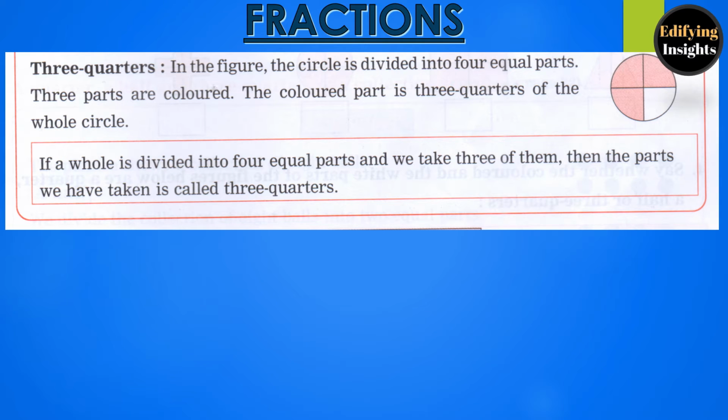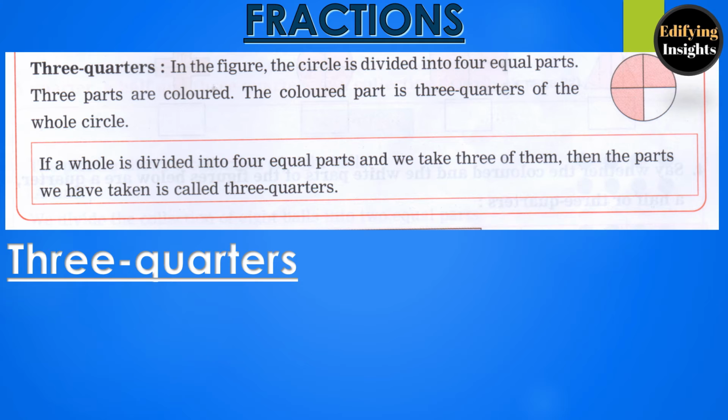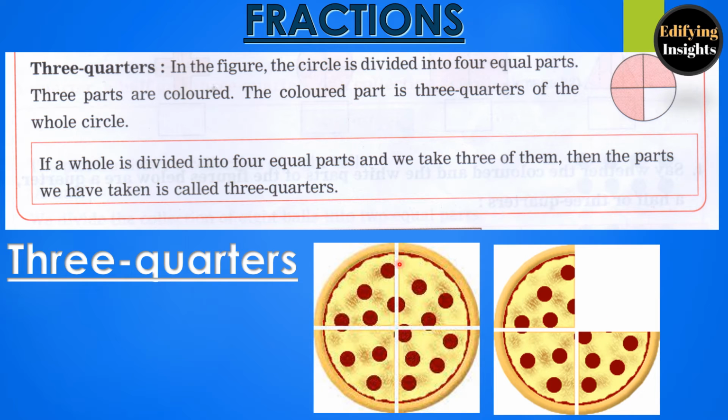3 quarters. Children, here we have the example of a pizza. See, one pizza is divided into 4 equal parts. Out of the 4 equal parts, only 3 parts are taken and each part is a quarter. When something is divided into 4 equal parts, each part is a quarter. So here we have 1, 2, 3 parts taken. All the 3 parts together are 3 quarters. So we call it 3 quarters.